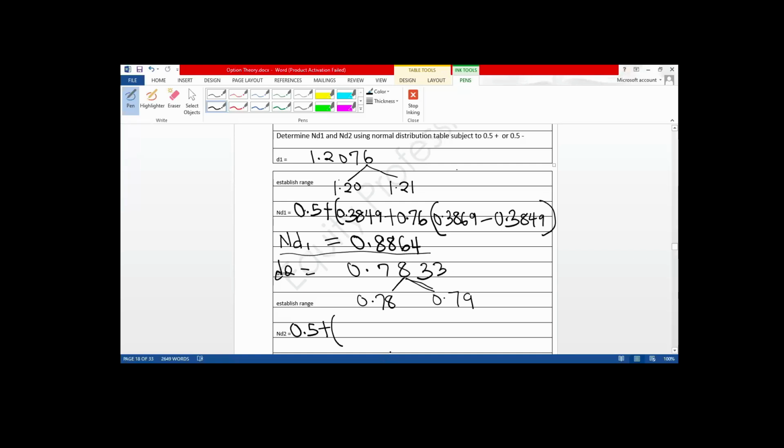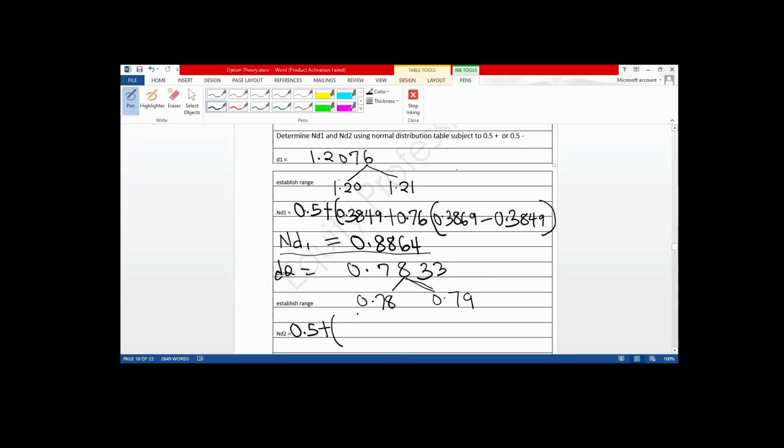At every point in time, when you are trying to calculate ND1 or ND2, we are going to have 4 decimal places, your D1 or your D2. You now establish a range. This number is greater than 0.78, but less than 0.79. Okay, sir. Thank you, sir.